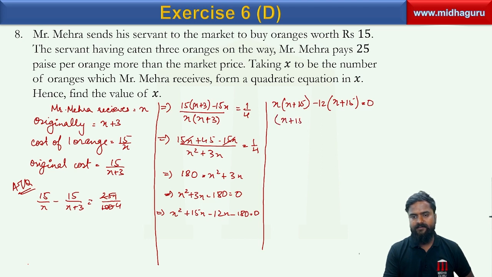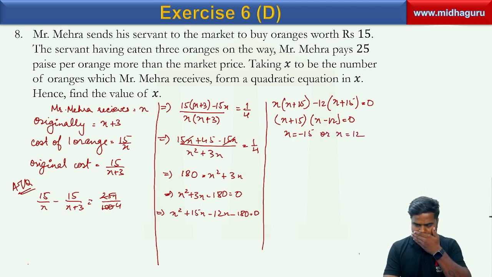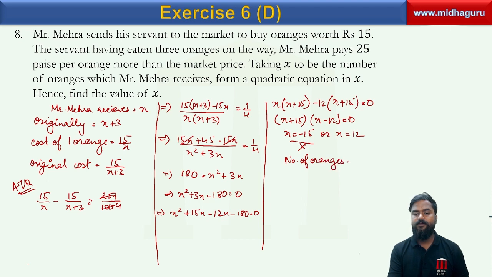So x plus 15 into x minus 12 is equal to 0, which means x is either equal to minus 15 or x is equal to 12. Since x was the number of oranges, it cannot be negative. So the number of oranges that Mr. Mehra received were 12. So this is how we'll solve this problem. So let's move on to the next one.